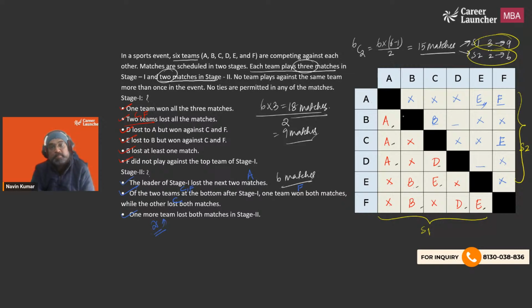So this cell represents the match between B and D. D has to lose, so we'll write down B. This cell represents the match between E and D. D has to lose, so this is going to be E. So as we thought about it, we were able to completely fill the matrix with the outcomes known for each and every match and how many matches happened in each of the stages. If you have never done round robin or league matches based games and tournaments, it will take some time initially. But once you have practiced a few such sets, it's going to be pretty quick.